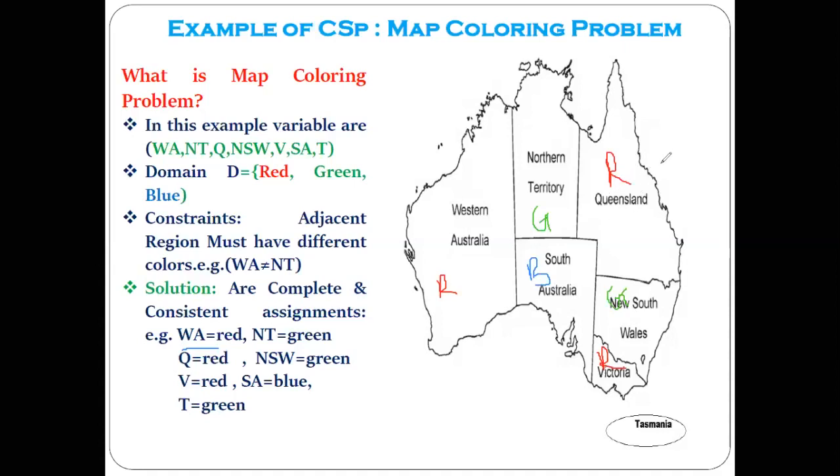Now in this way, this map coloring problem can be solved. One region is remaining, that is Tasmania. Which color can I give it? I can give it any color because it is not attached to this map. There is no link between this and this part. So I can give any color to this particular part. Doesn't matter.